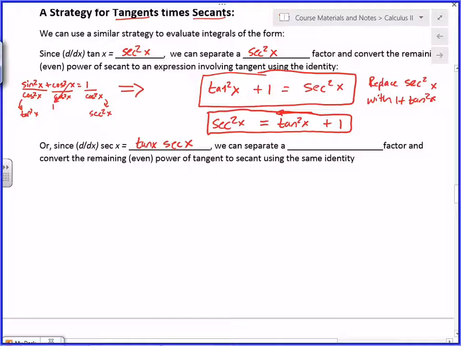Oh, we're doing the inverses. I don't think there's a square in the inverse. It's just secant tangent. You can look that up on a table, or you can do it the long way to prove it.